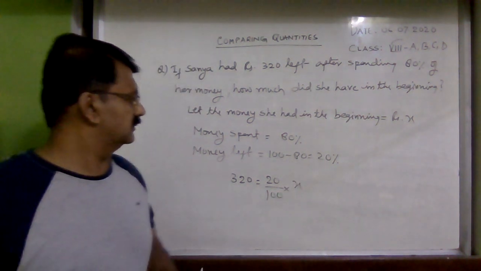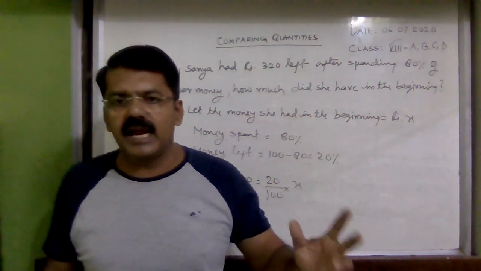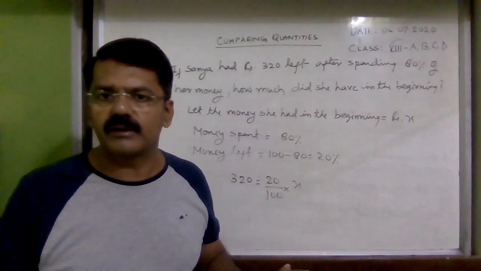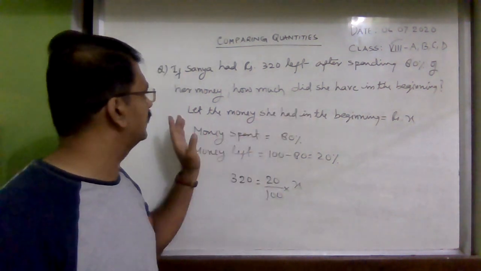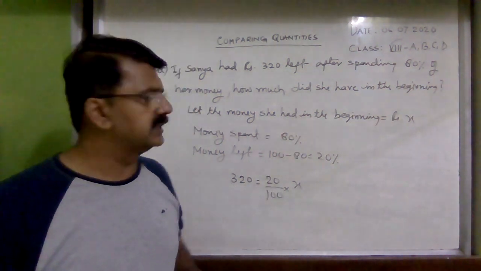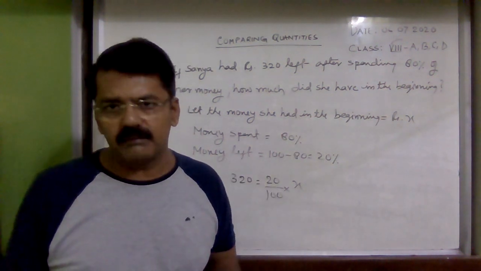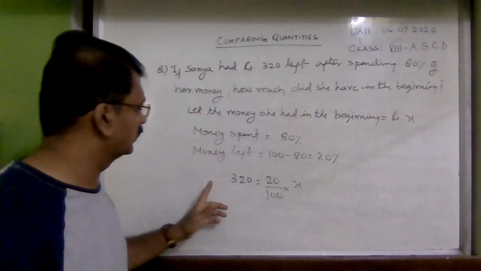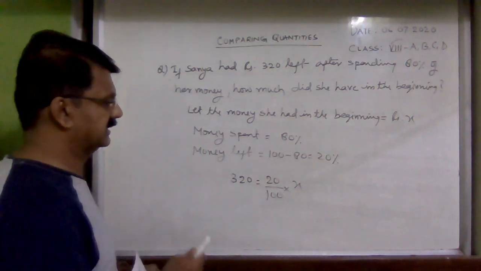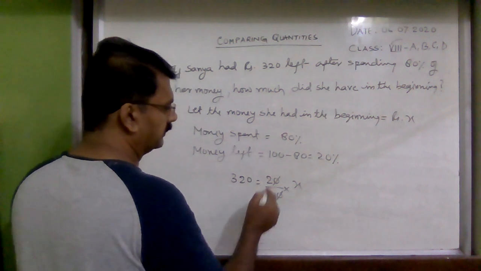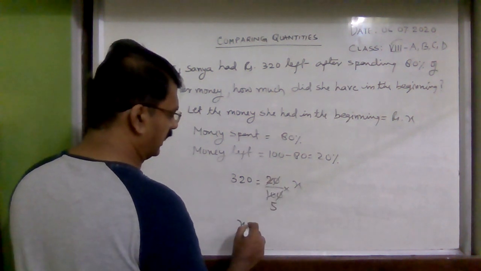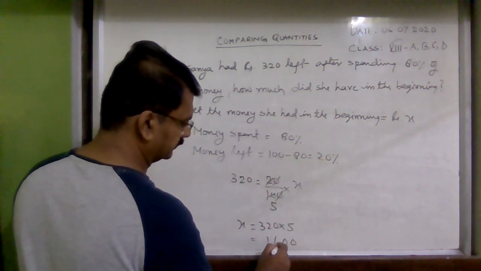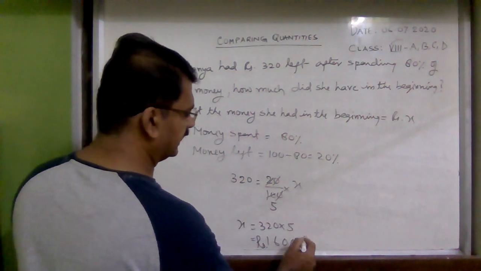Clear? So Sanya has spent 80% of her money. That means she is left with only 20% of the money. Now initially we have assumed that she had X rupees. Now 20% of X should be the money she now has, and that is 320. So 320 is equal to 20% of X. Now we can cancel this 0, 5, cross multiply. So X is equal to 320 into 5. Rupees 1600 is the answer.